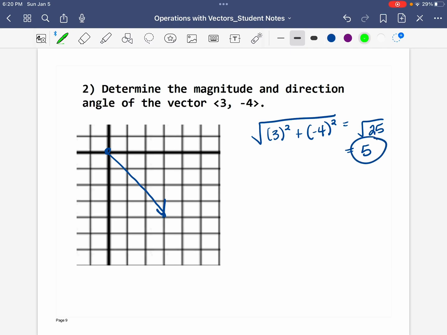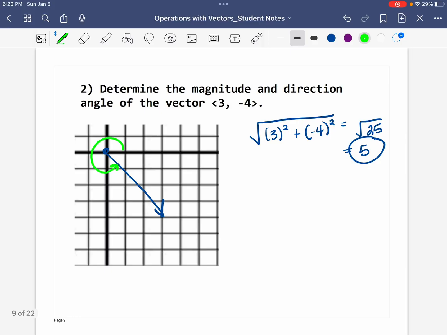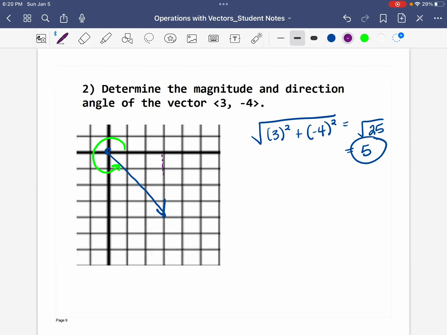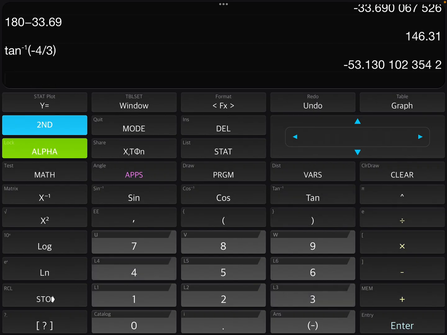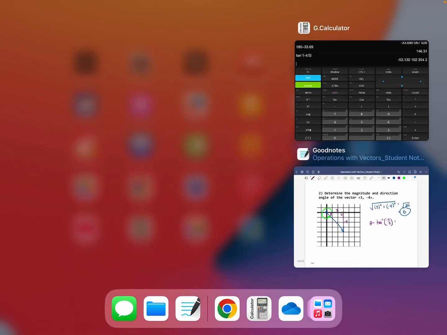The direction needs to be the angle from the positive x-axis all the way around. But in order to get to that, I need to use this little reference triangle here. I'm going to find the angle in here with the x-axis. So I know this is a -4 and this is 3. So the angle is going to be inverse tangent of the y value over the x. Now I'm going to go to my calculator. So second tangent, whoops, -4 over 3, and I get -53.13.